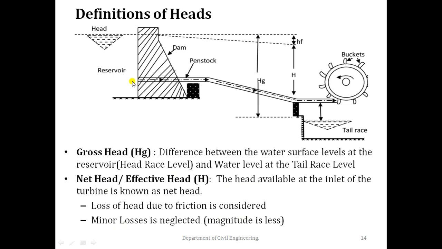Now, as I have said, the water from the reservoir is carried to the hydroelectric power plant through penstock, and these penstocks are nothing but pipes of larger diameter which will be carrying water under pressure. Now as water flows through this penstock, there will be loss of head due to friction, which we will be calculating while considering the net head, and the minor losses we can neglect.